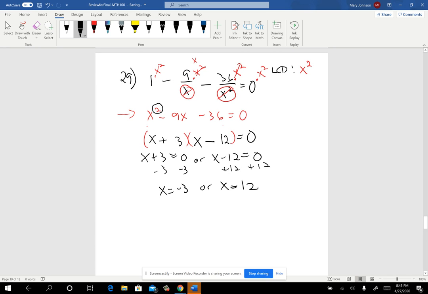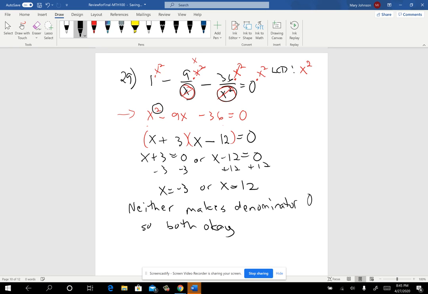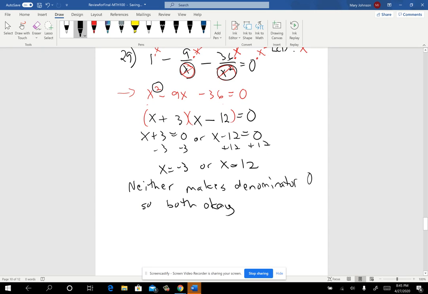All right, you do need to check. Neither of these makes the denominator 0. So both are okay. Okay, assuming I didn't make an arithmetic mistake. But you can't divide by 0. So if you got a number that caused the denominator to be 0, you'd have to rule it out. So this one, they're both going to be your solution. All right, so that ends the chapter 6, the work on rational equations. Okay.